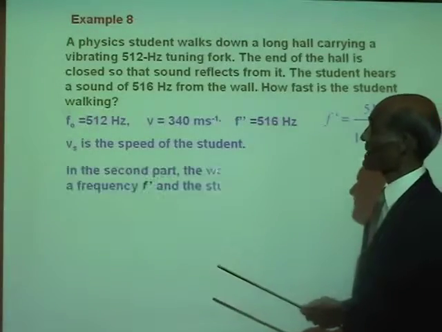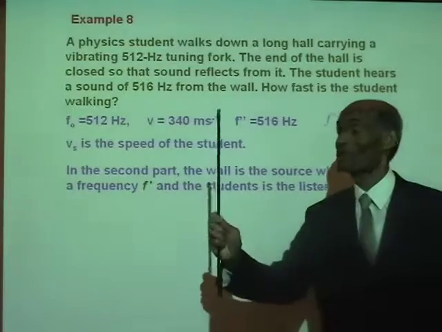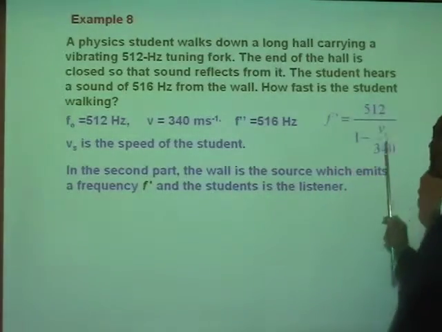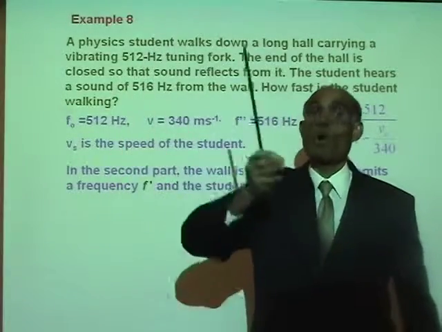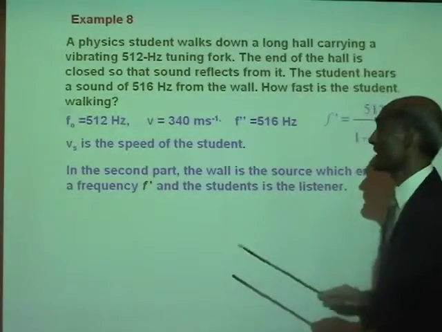Alright, let's go to the next slide. In the second part, the wall is the source. In other words, this F prime that we have here is now going to come from the wall. The wall is the source and the student is the listener.